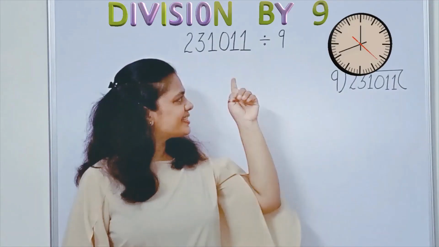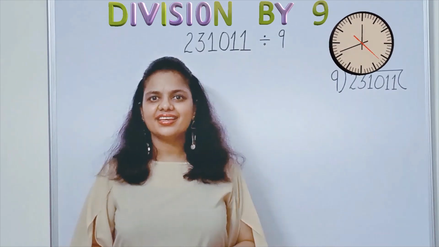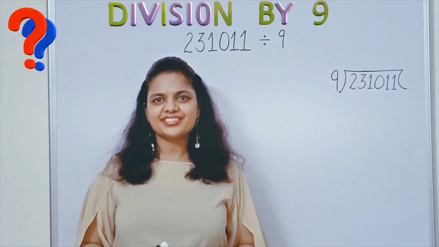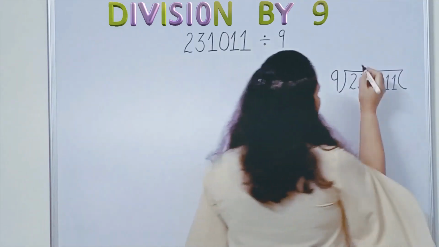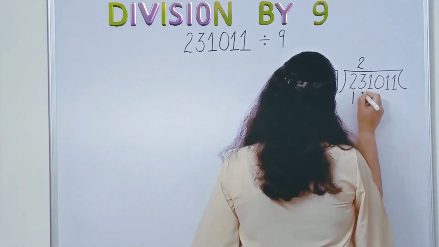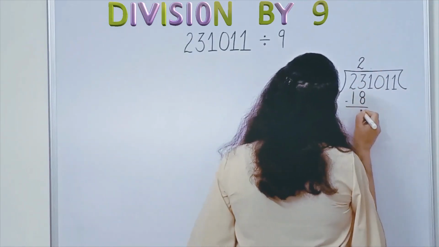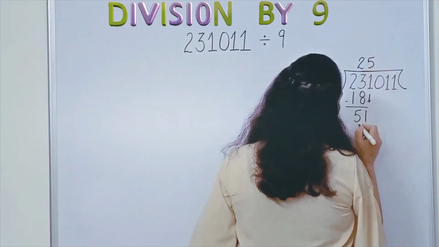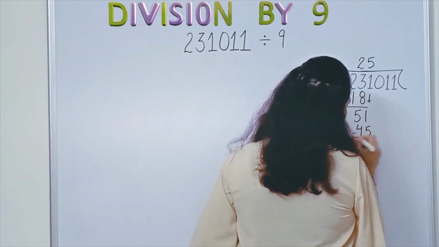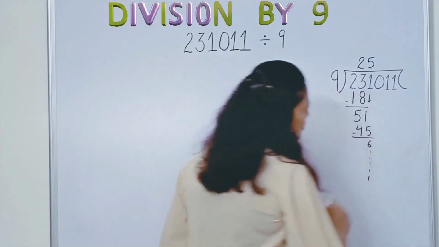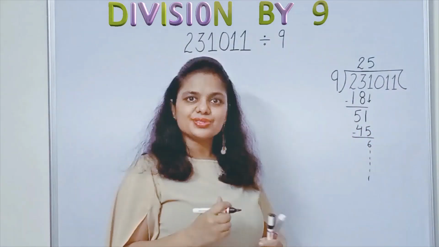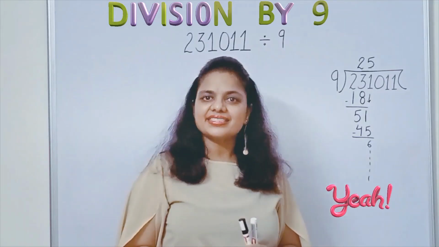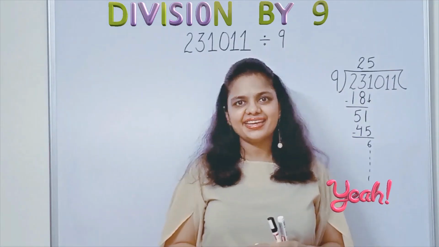Can you try solving this within 5 seconds? Did you use the conventional method? As in, 9 2s are 18, 23 minus 18 is 5, 1 brought down, 9 5s are 45, remainder 6, and so on and so forth. But this method is so tedious. Let's learn a smarter way for division by 9.